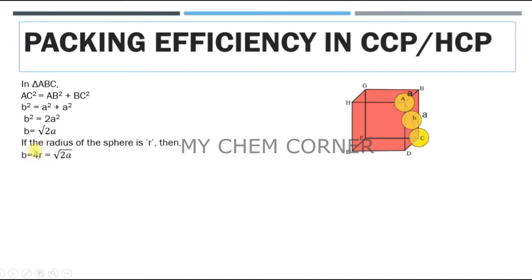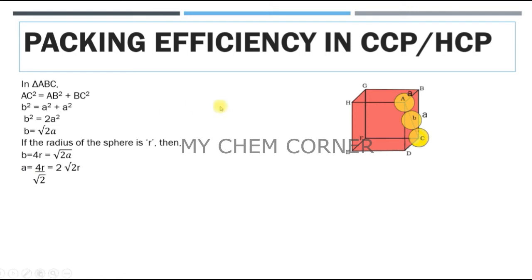So I've just written that 4r, which is further equal to root 2 a. Now when we further simplify that, a is equal to 4r by root 2. When you simplify this, you will get 2 root 2 r. Now this is going to be the value of a. So let's keep that calculation aside.